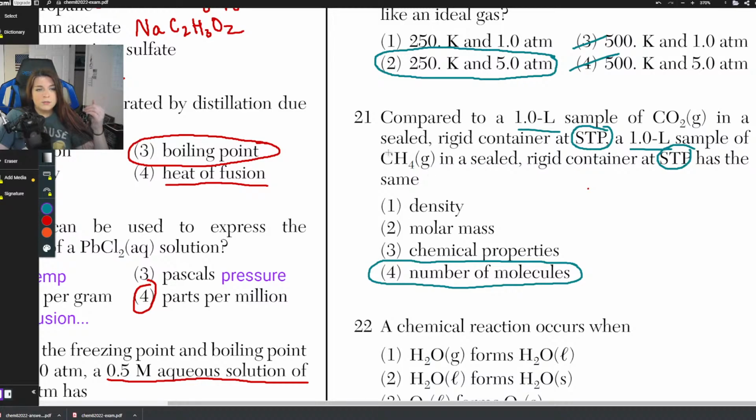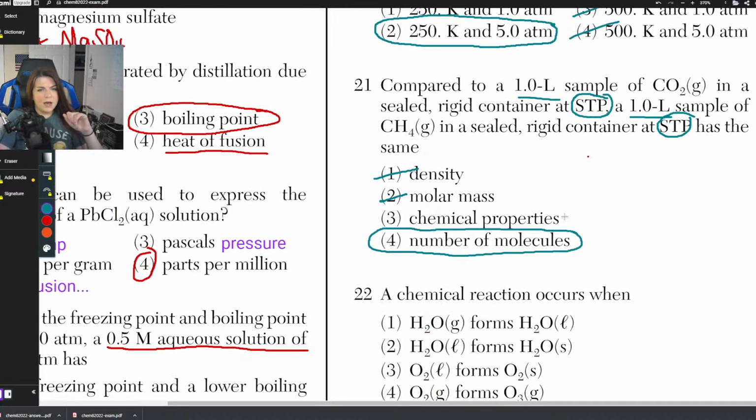Their molar mass, this is 12, 13, 14, 15, 16, and this is like 40. That's a silly one. And density, not happening. Definitely not happening. Carbon dioxide is decently heavy for its size, so the density of carbon dioxide is definitely more than methane. And again, that's Avogadro's law.